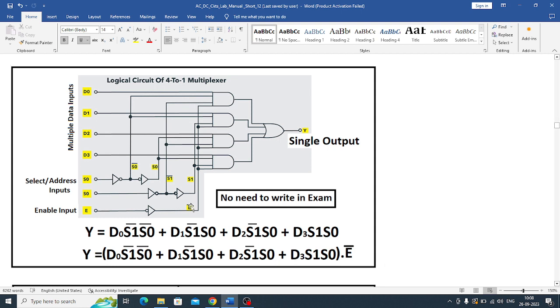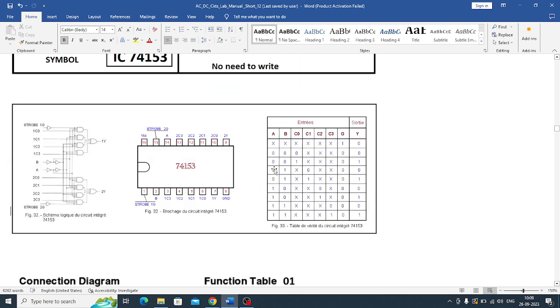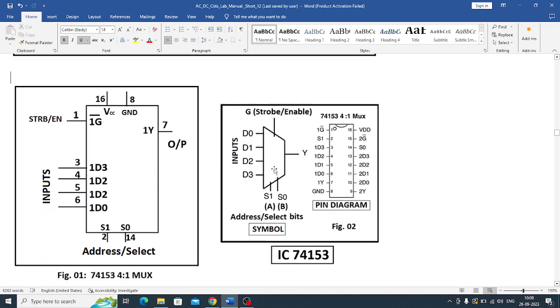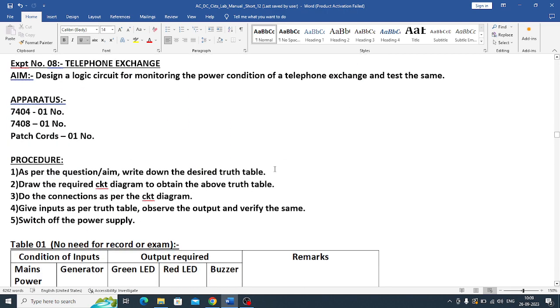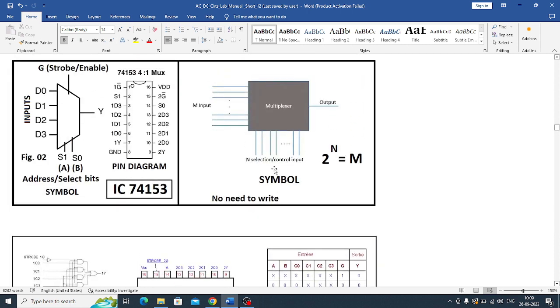Together we will put here the enable input. You can see here the enable input G or E. In that diagram it is given as G. In this diagram it is given as E. So E is also another common input to all the AND gates. So if E is disabled, then the output will be 0. So like that. Try to learn yourself by doing a Google search.